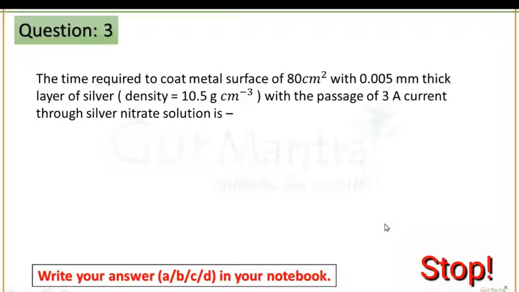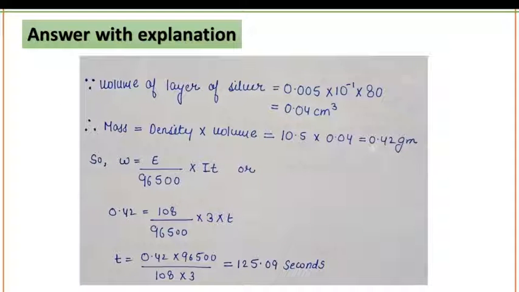Okay, time up guys. So the correct solution for this question is this. First of all, you need to calculate the volume. When you calculate the volume, you will get 0.04 centimeter cube. In the question the density is given, but you need to calculate the mass, and you have already calculated the volume. So mass is equal to density into volume. Density is 10.5 and the volume you calculated is 0.04 centimeter cube. When you multiply this, you will get the mass as 0.42 gram.